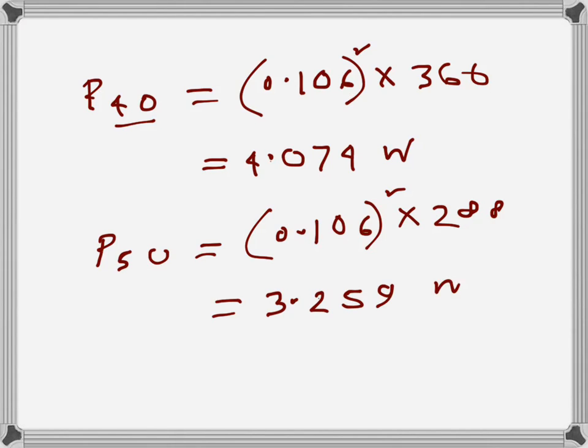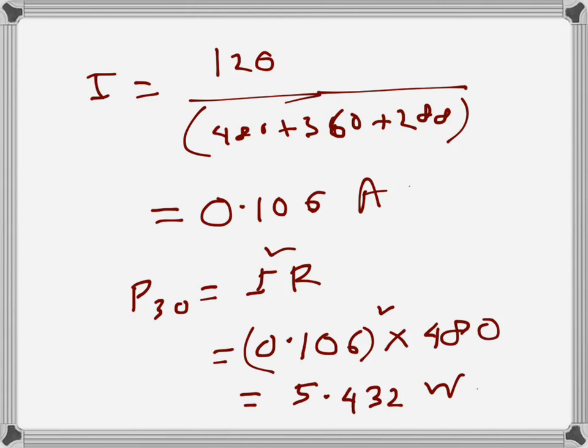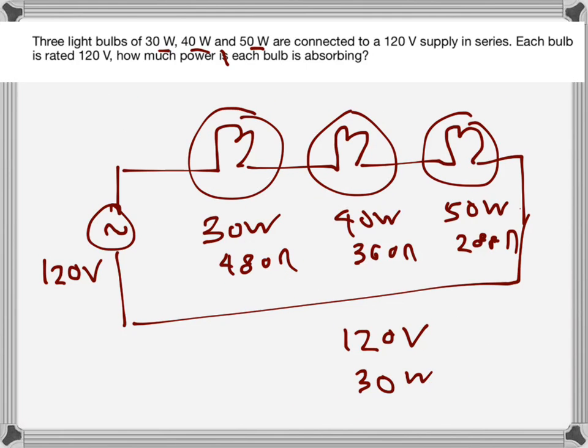3.259 watt. So they are absorbing much less power, and the reason is that the voltage drop across each of the bulbs is much less. We can find all the voltage drops. So the voltage drop here will be V is equal to IR.